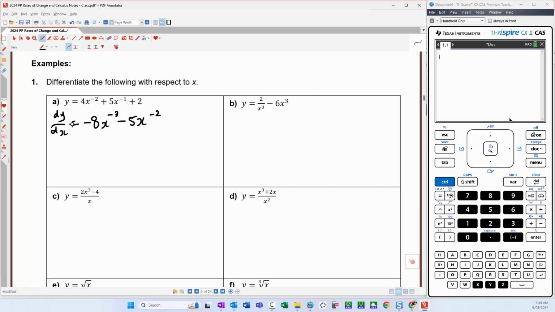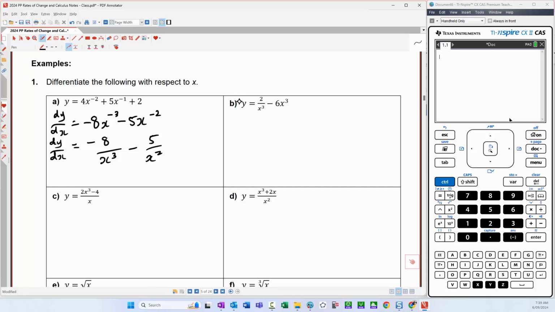Now, typically what we do with the gradient function is we end up substituting a value in. So it's good practice, not necessary in this case, but good practice to write all of your powers with positives on it. So I'm going to rewrite this as negative 8 over x to the 3, take away 5 over x squared. So I'm using that negative index rule. And that means that if I was substituting a value into dy dx, it's just easier than trying to evaluate a negative index in your head.